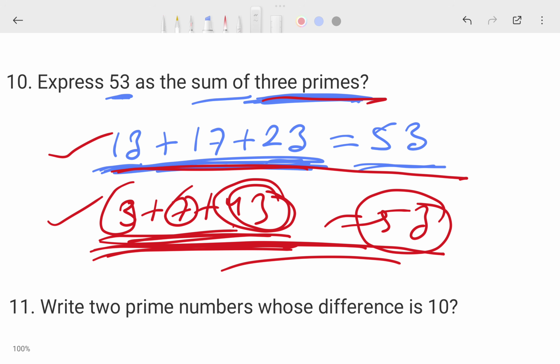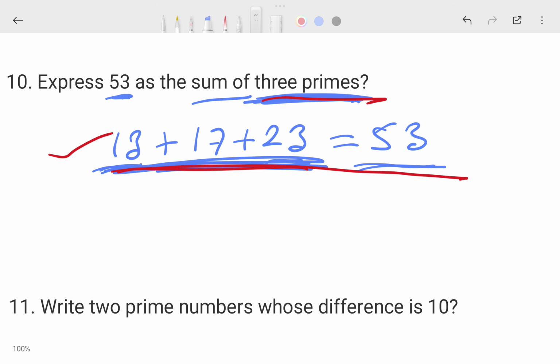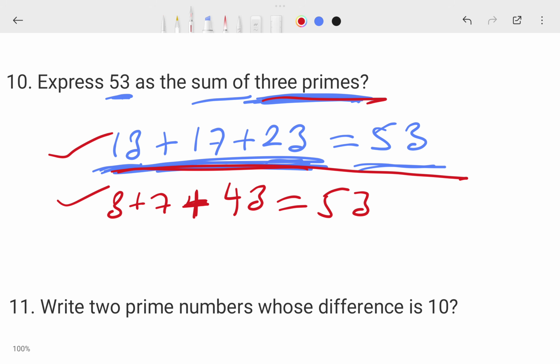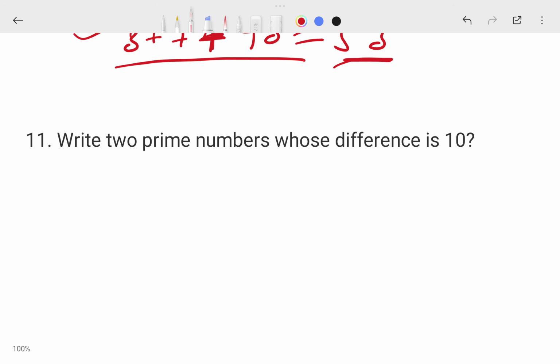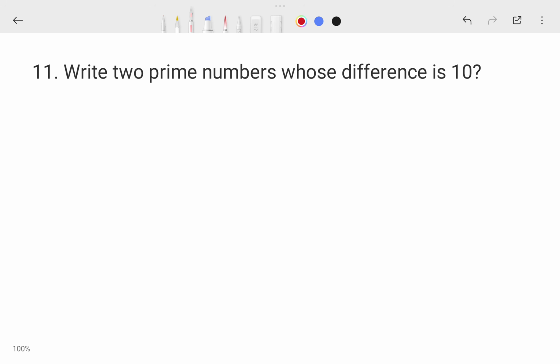You can write 3, 7, 43. You can write this one or this one, any one of them, because both are 3 primes. Here 3 primes, here also 3 primes. After adding, the answer is 53. Over. Okay, right.